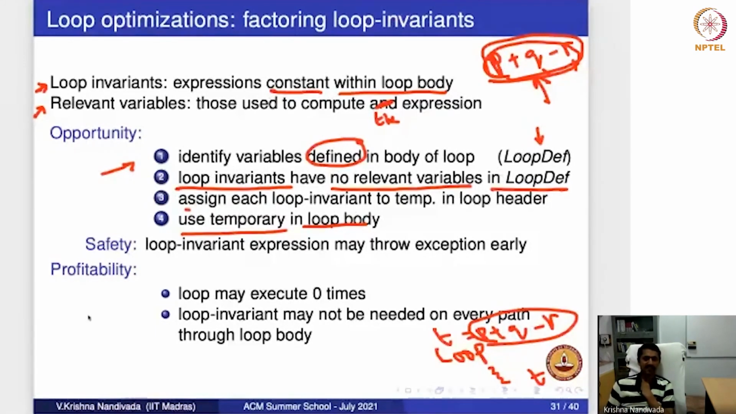Let us say I have done the following, okay? But any questions on the opportunity part on how to identify loop invariants?